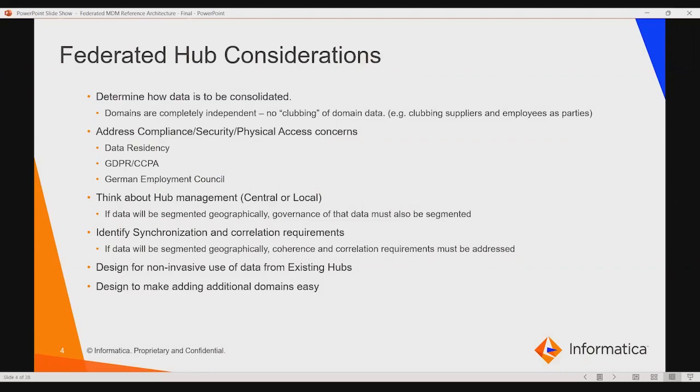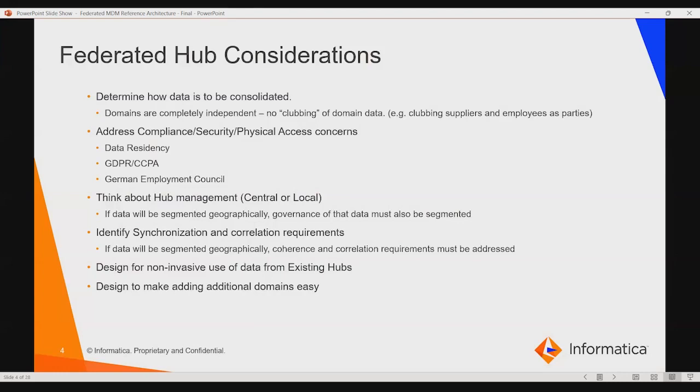Also, we need to take a look at the address compliance and physically assess those concerns, right? For example, the data residency, GDPR, CCPA, German Employment Council. These are some of the new data privacy laws or data privacy regulations that are in effect today, and we need to consider them very carefully to understand where the data needs to reside. Can the data reside in other geographical locations or countries, or does the data of a particular country need to reside in that country itself? So we need to take decisions based on those, right?